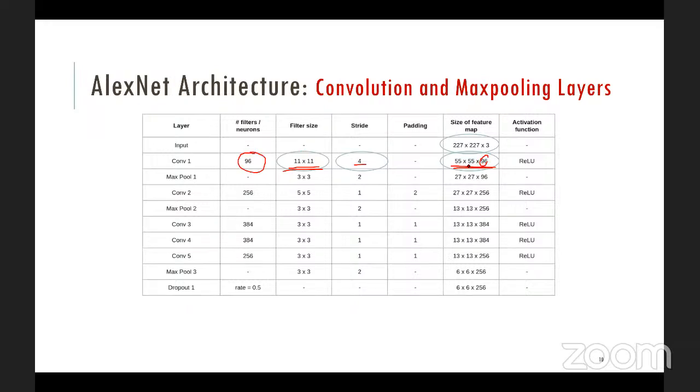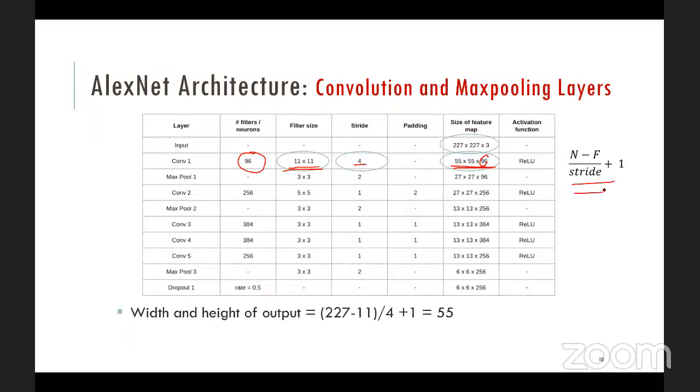And how do we get this 55 x 55? Remember, I told you how to get this. If it is difficult to calculate manually, you can use this formula. Just put the value of n, that is 227, the value of f, that is the filter size, that is 11, and just do this simple mathematics. So you'll get the 55 x 55 x 96 image, right?